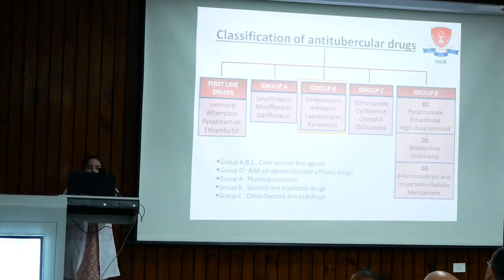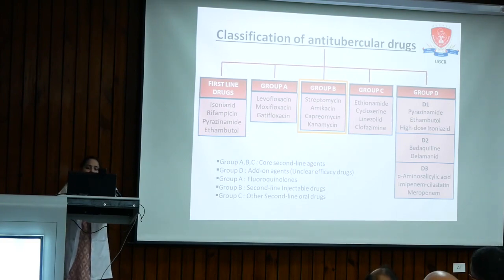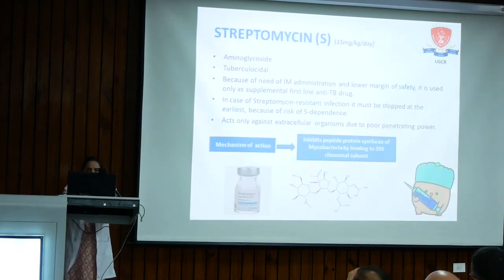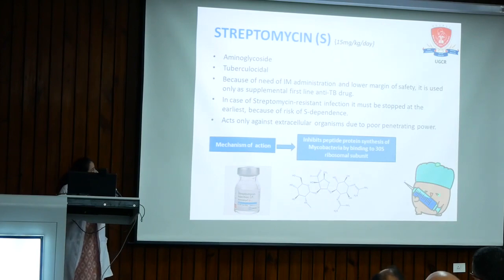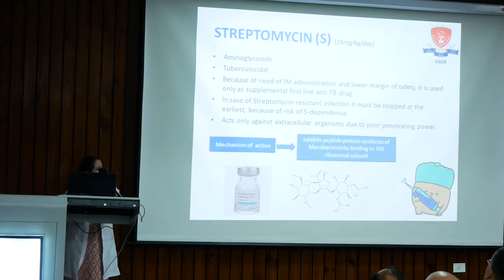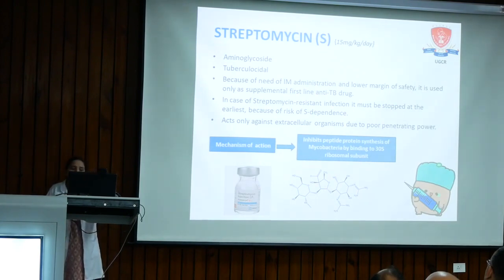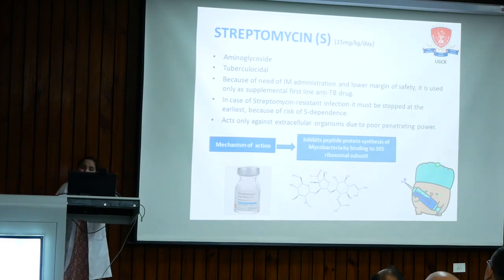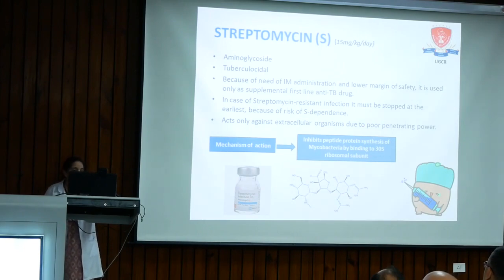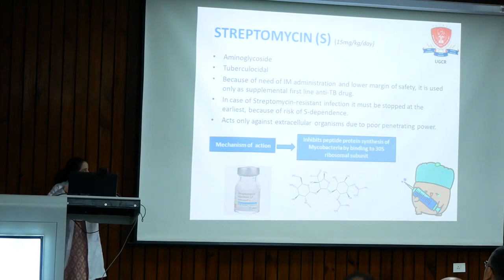Coming to the next drug, streptomycin, which now comes under group B of second line injectable drugs. It is an aminoglycoside which has tuberculocidal action. Because of the need for IM administration and lower margin of safety, it is used only as a supplemental first line anti-TB drug. In case of streptomycin resistant infection, it must be stopped at the earliest because of the risk of streptomycin dependence.